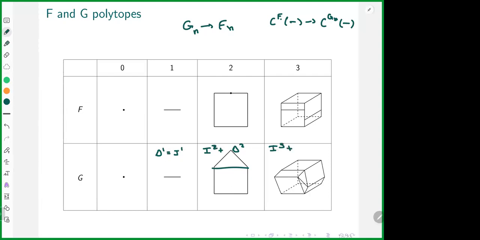There are also, I don't know if you can see them here, prisms, right? They look kind of like this. There are two of them, two prisms. So what are prisms? They are delta 2 cross delta 1. And there's also a pyramid right here, right? There's a three simplex here.